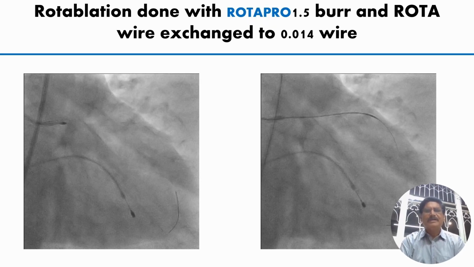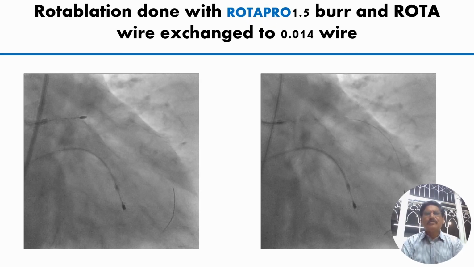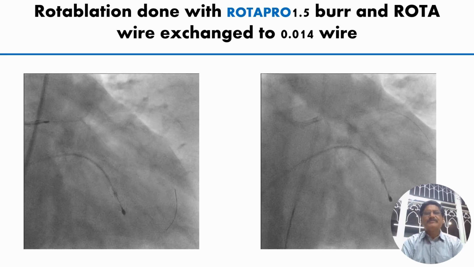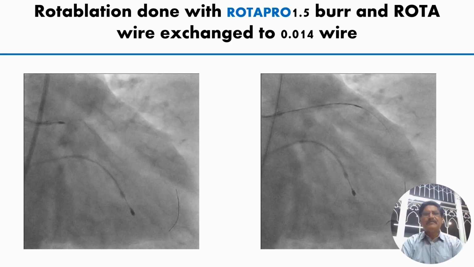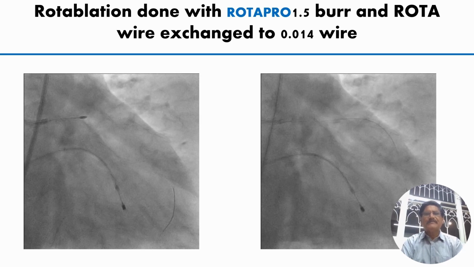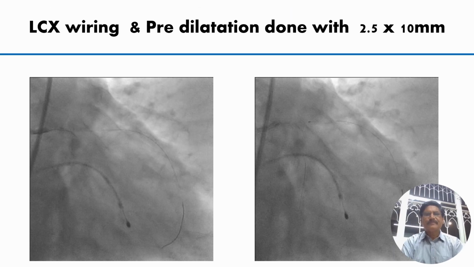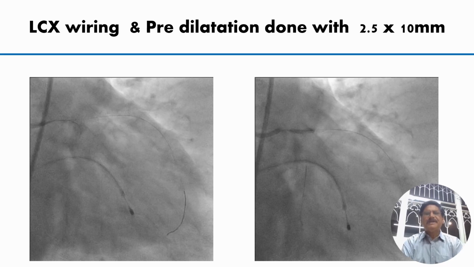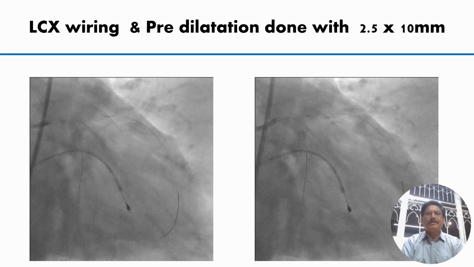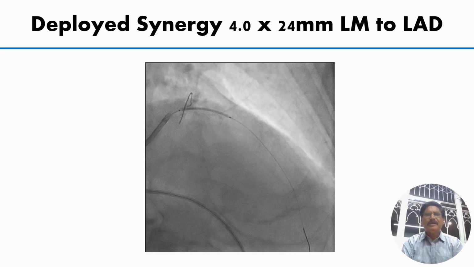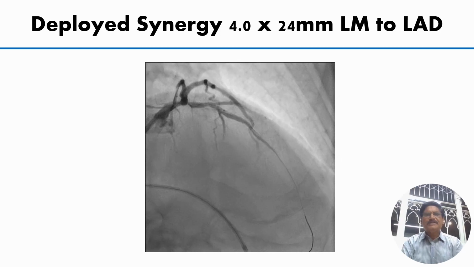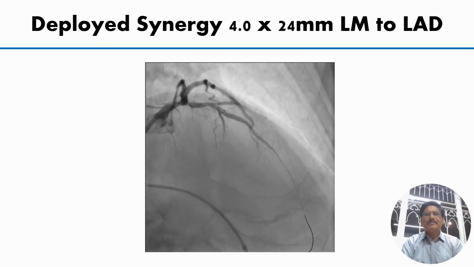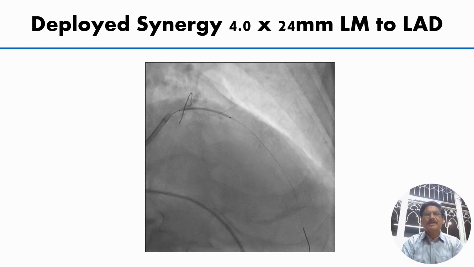Rotablation was then done with RotaPro 1.5 burr. We repeated almost five runs, and then we exchanged the rota wire with a Workhorse 0.014 wire. Next, the circumflex was wired and pre-dilatation was done with a 2.5 by 10 millimeter balloon as part of lesion preparation. Subsequently, we deployed a Synergy 4 by 24 millimeter stent provisionally from left main to LAD, crossover stenting across the circumflex ostium.